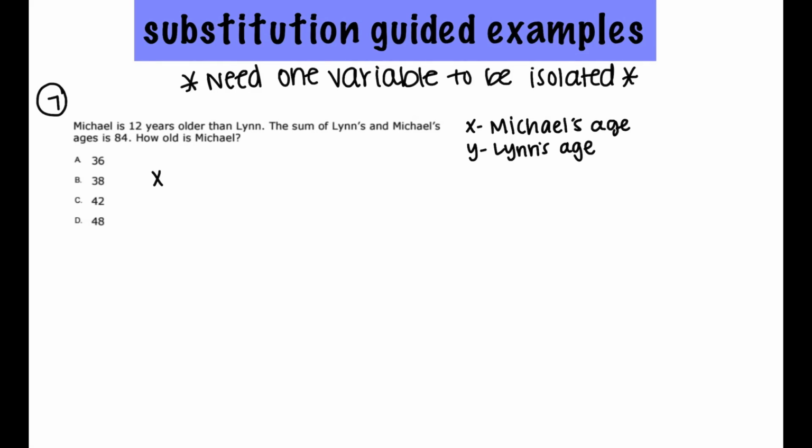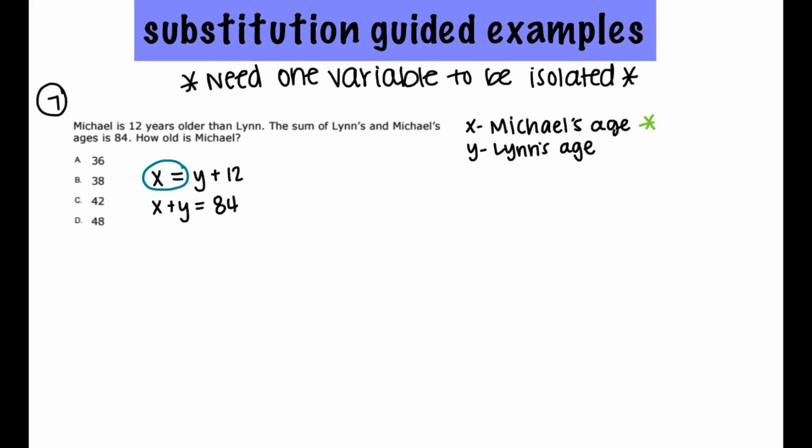For our two equations, we know that Michael is 12 years older than Lynn. So if Michael's age is X, it is 12 years more than Lynn's age. So X equals Lynn's age plus 12. Next, we know the sum of Lynn's and Michael's ages. So X plus Y is 84. And we want to know how old is Michael, so we're trying to find X.